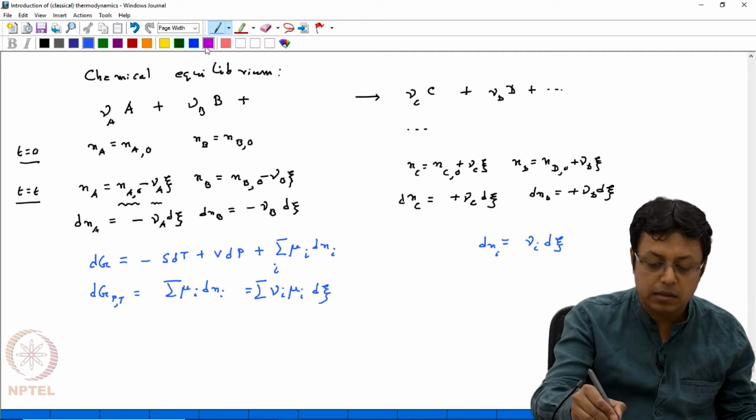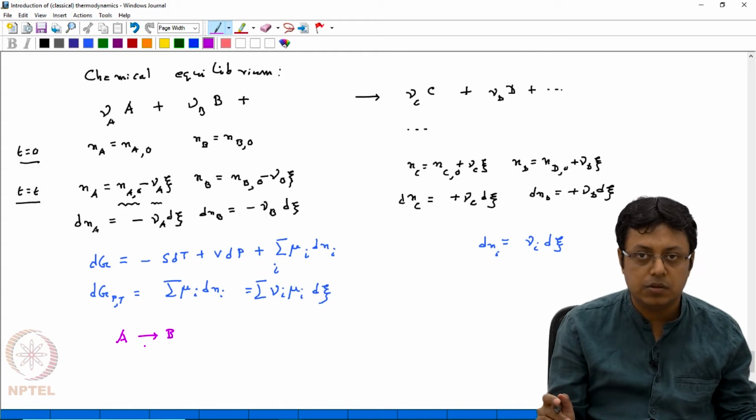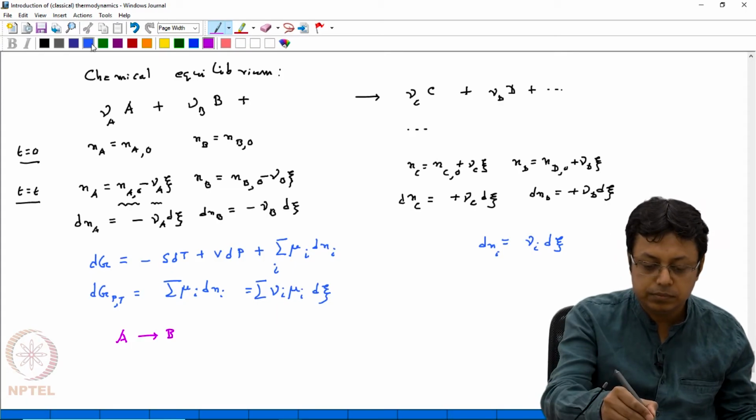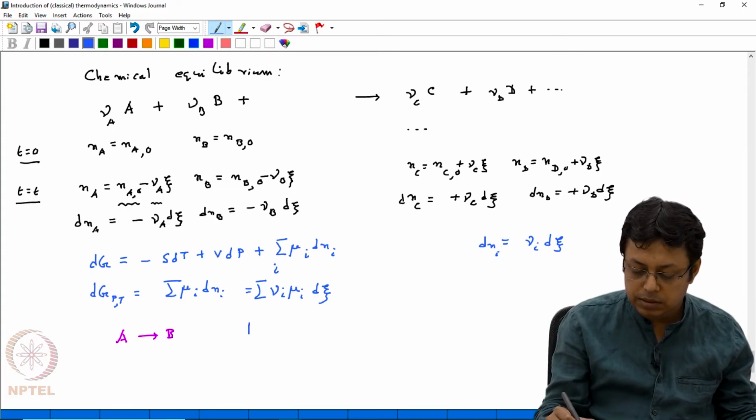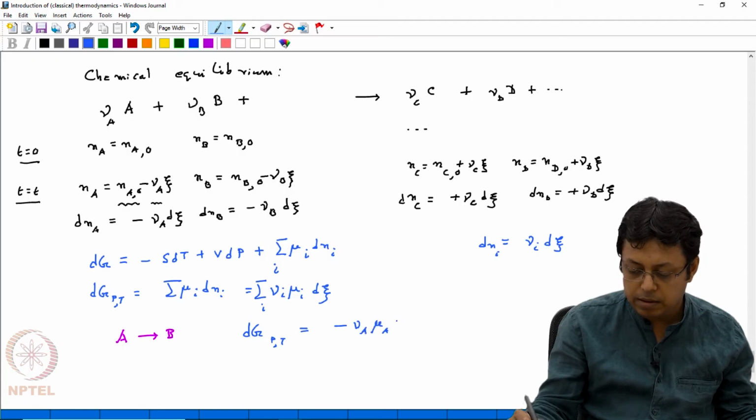For example, we can simplify it for a reaction going from A to B, where the only constituents are A and B. Then we can show that dG at constant pressure and temperature is nothing but, for A to B, taking the summation, minus mu A plus mu B into d xi.